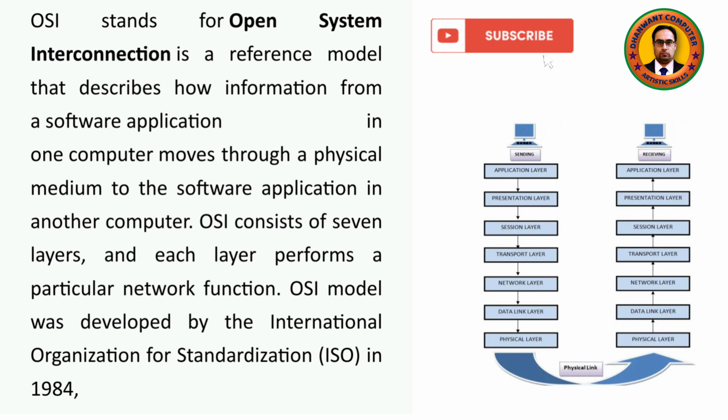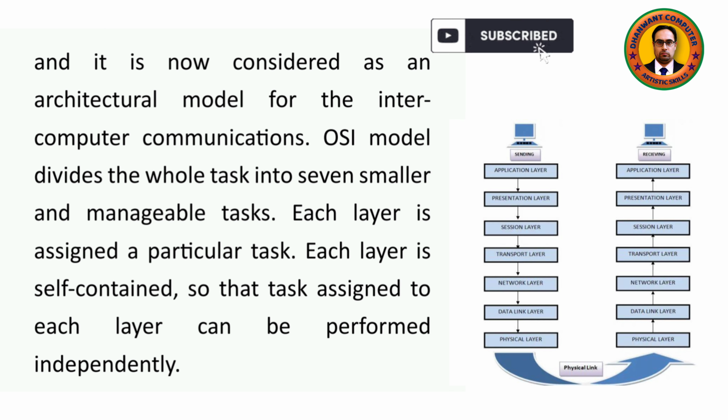OSI model was developed by the International Organization for Standardization, ISO, in 1984, and it is now considered as an architectural model for the intercomputer communications. OSI model divides the whole task into 7 smaller and manageable tasks. Each layer is assigned a particular task. Each layer is self-contained, so that tasks assigned to each layer can be performed independently.